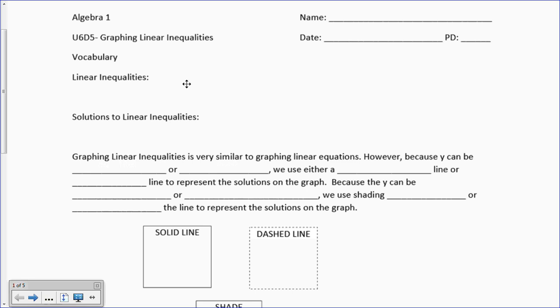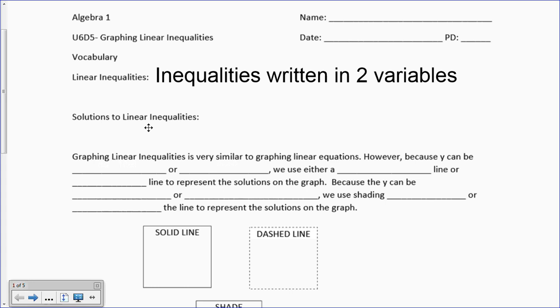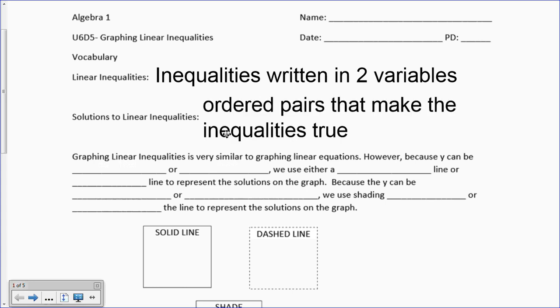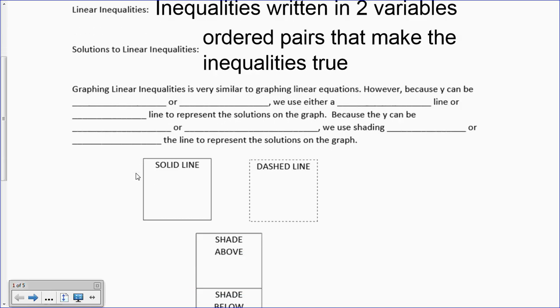So a linear inequality is an inequality written in two variables. We're going to focus mostly on x and y, so those are the two variables you already know and are acquainted with. Solutions to linear inequalities are ordered pairs that make the inequalities true, okay? So it's an x and y that will make it true. I know it's very wordy, and we'll apply it to the question so it'll make sense. But graphing linear inequalities is very similar to graphing linear equations, like I said already.